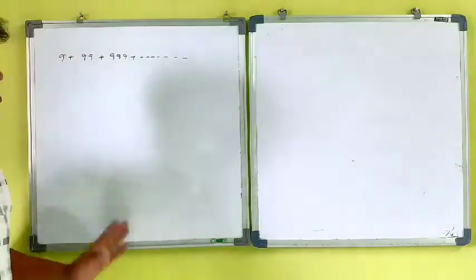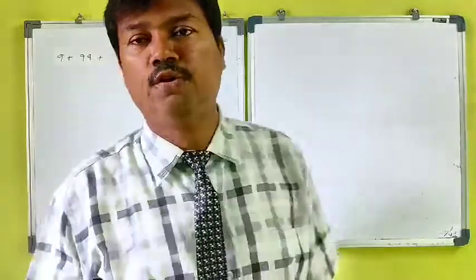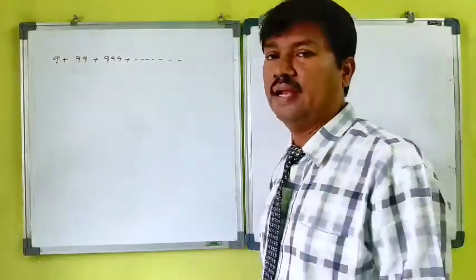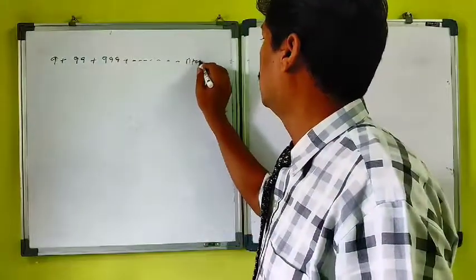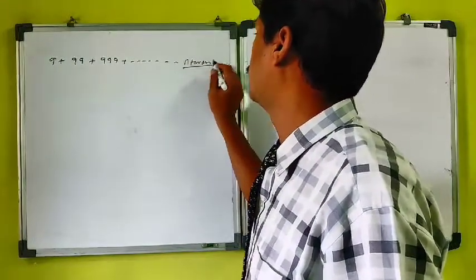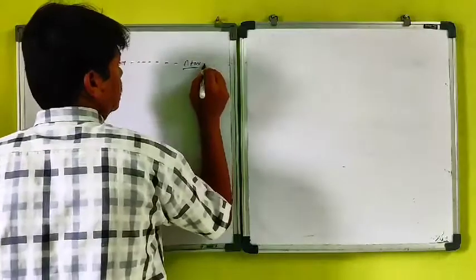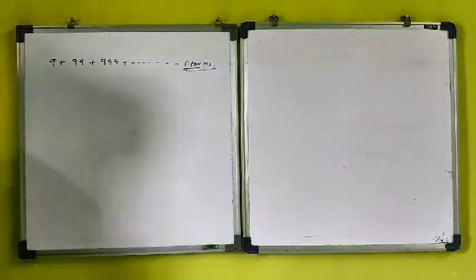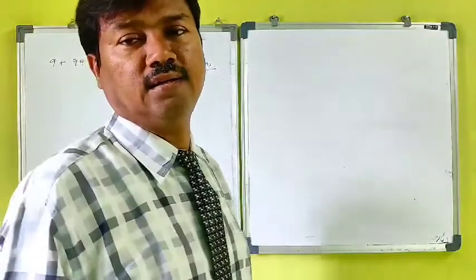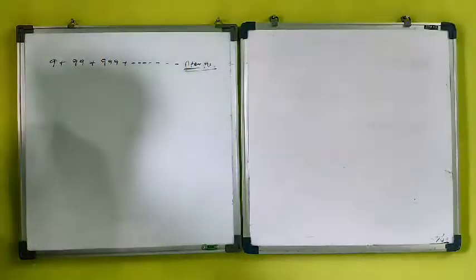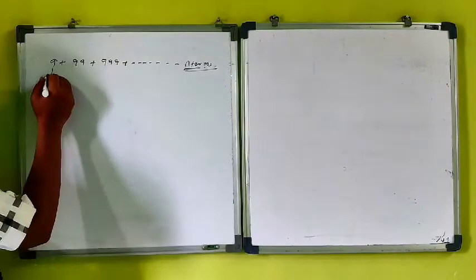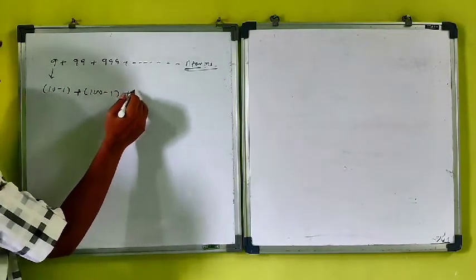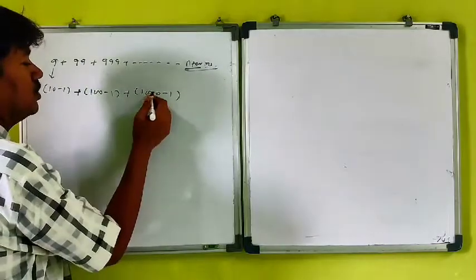Yes. The next concept is very simple here. How to find the sum of 9 plus 99 plus 999 up to n terms. So n terms are there. In this, how to find the sum of n terms of 9 plus 99 plus 999 like this? It's very easy. The 9 can be written as 10 minus 1. This can be written as 100 minus 1. This can be written as 1000 minus 1.